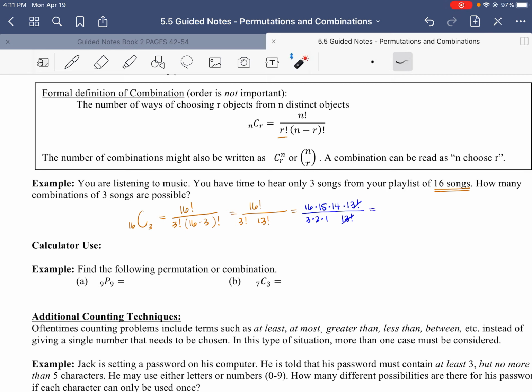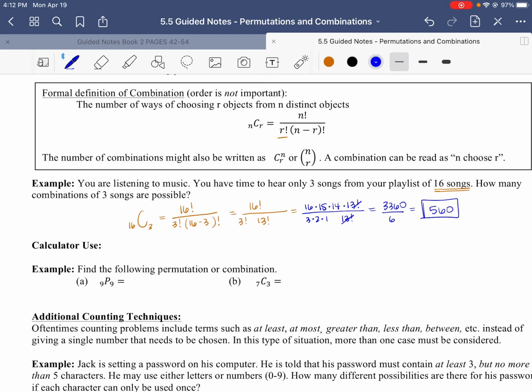Now, crazy thing is, these factors, you can actually simplify. Like, if 3 goes into 15, this could become a 5, and the 2 could go into 14, and that could become a 7, and then I would have nothing left on the bottom, and I could just multiply 16 times 5 times 7. You can absolutely do that. If that's more confusing to you to keep track of factors, then you don't need to do that, and you can just multiply the top, multiply the bottom, and then do that division. Essentially, that'd be 560.